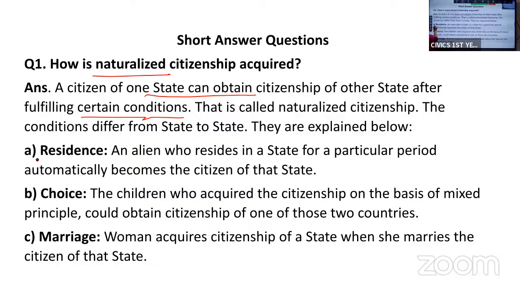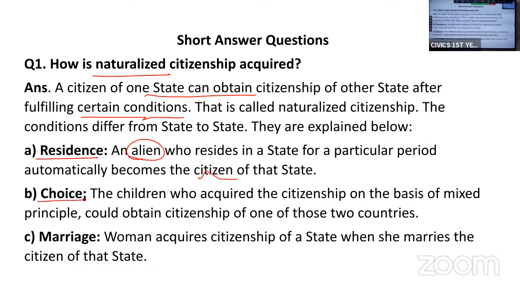Let us see. First is residence. Now here, an alien. Alien means a foreigner. An alien who resides in a particular state for a particular period can become the member of that state. That means a foreigner living in a country for a stipulated time, for a period of time, can become the citizen of that state.